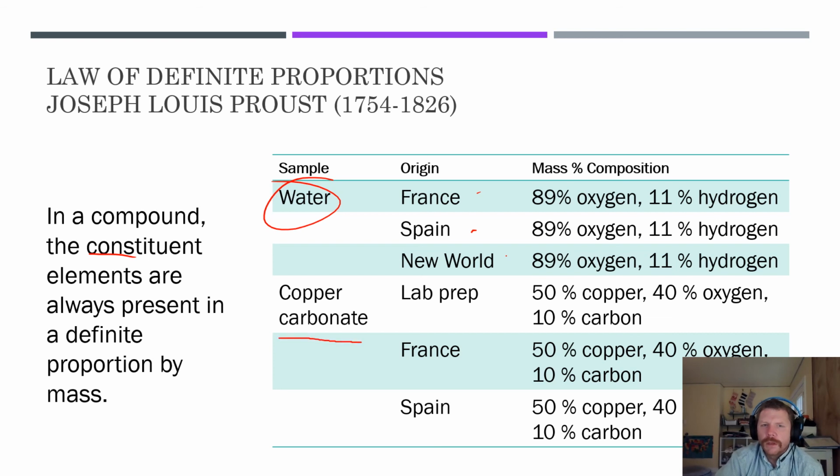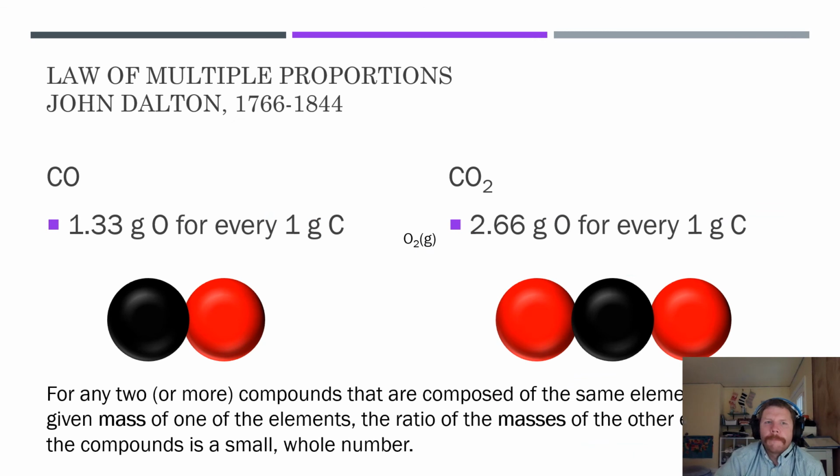Same thing goes with copper carbonate. Here's just some data points that reflect that. Now, John Dalton came up with the law of multiple proportions, and this basically was that different elements can combine in different ratios. So carbon and oxygen can combine at 1.33 grams of oxygen for every 1 gram of carbon.